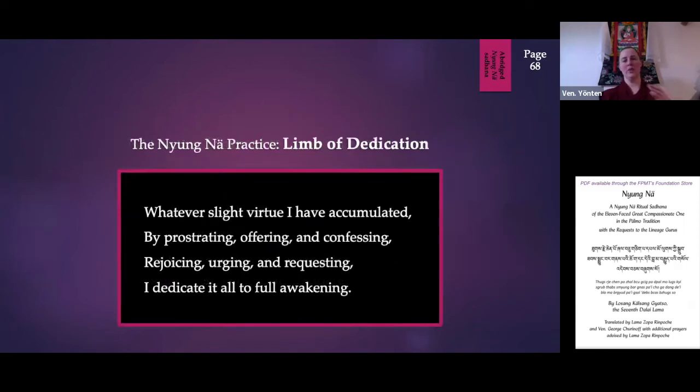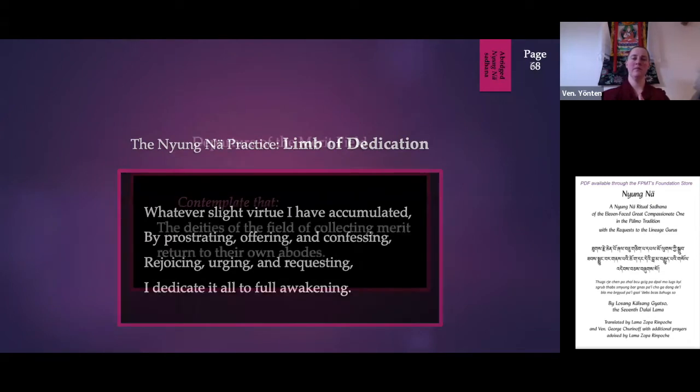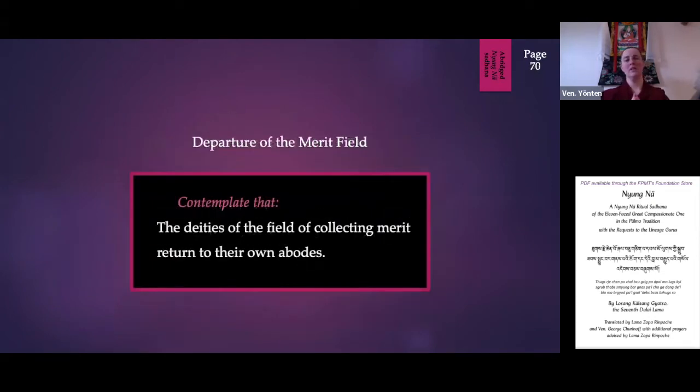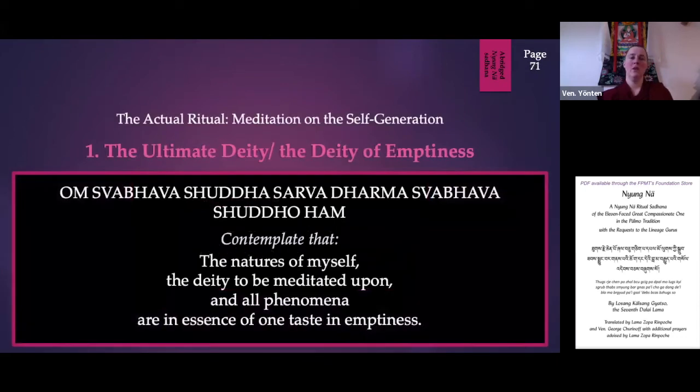Whatever slight virtue I have accumulated by prostrating, offering, and confessing, rejoicing, urging, and requesting, I dedicate it all to full awakening. The deities of the field of collecting merit return to their own abodes. Om Sawashuddha Sawadama Sawashuddha Hum.